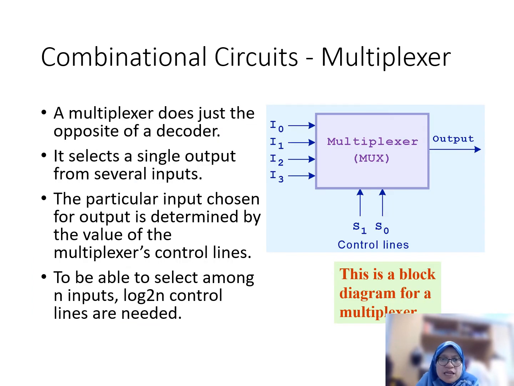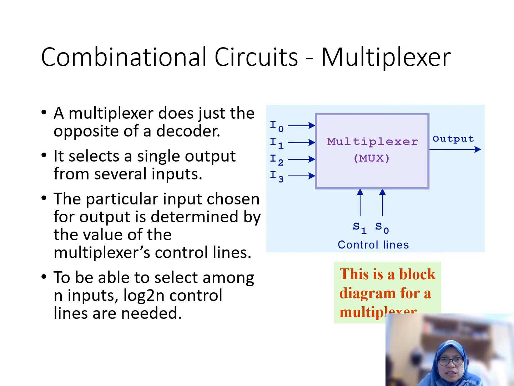Right, the multiplexer is the opposite of the decoder, whereby it selects a single output from several inputs. So let's say we have several lines of input, and we need to choose one of these inputs to bring to another destination. It's like a pipeline. You want to select which chemical you want to release and go out as the output. So this is what a multiplexer does.